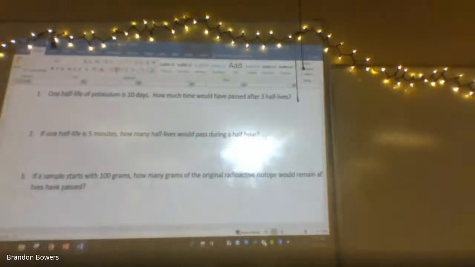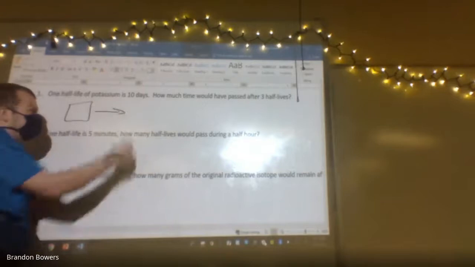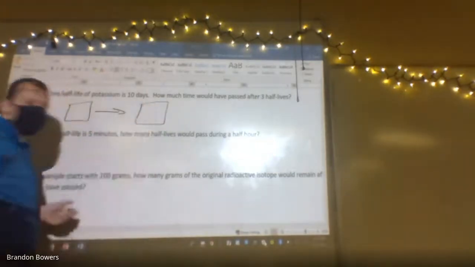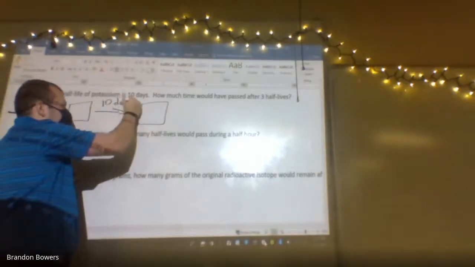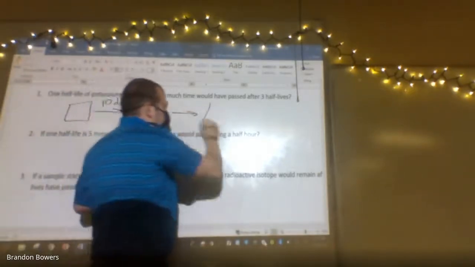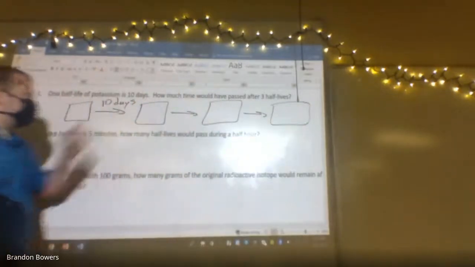Check this out. One half-life of potassium is 10 days. How much time would have passed after 3 half-lives? Hopefully you remember: you start with something, and after a half-life you have half of that material. So if this was 10 days, how many days would it take to have 3 half-lives?